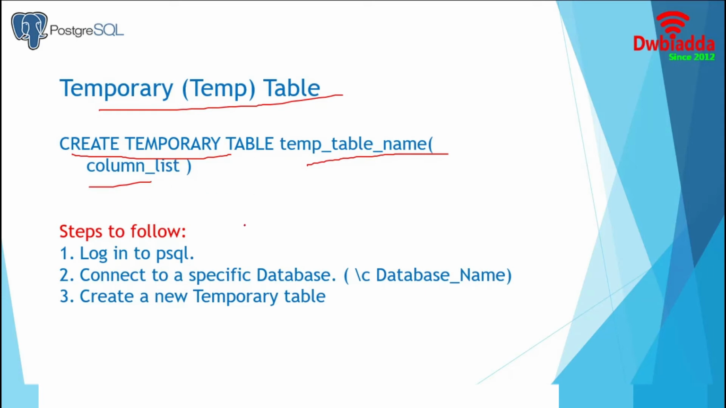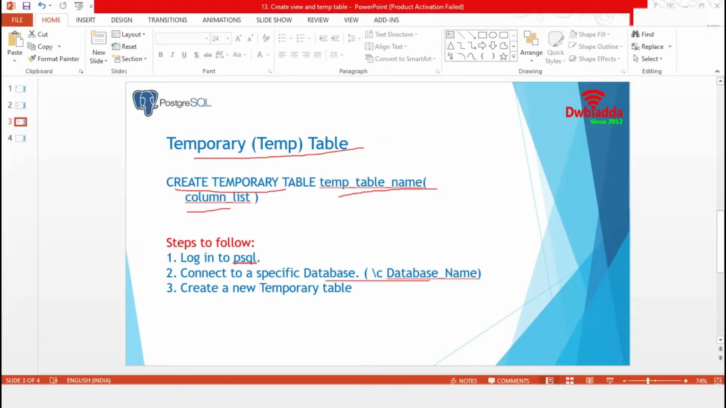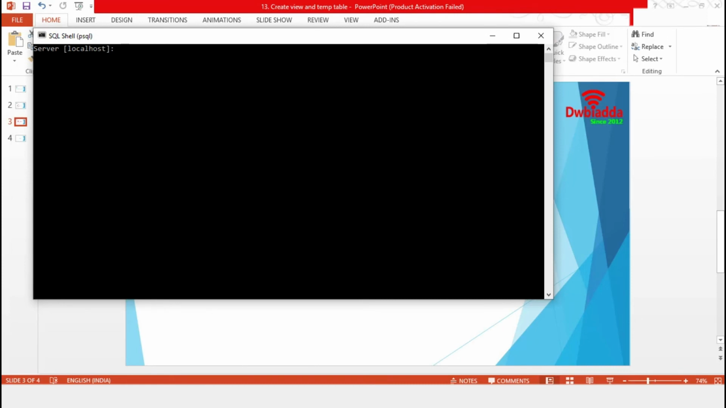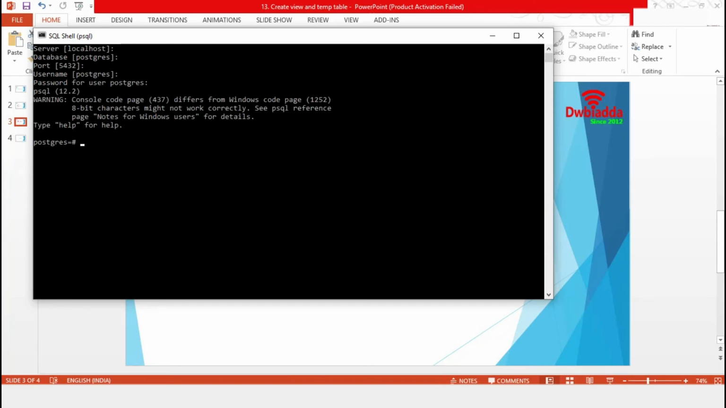For this specific requirement, we will work on psql. First we will connect to a specific database, then create a temporary table. Let's go to the SQL shell. We will choose the default server, then the default database, port, username, and we will provide our password. Now we will choose a database. In our case, we are choosing the DVD rental. So we have successfully connected to the DVD rental database.